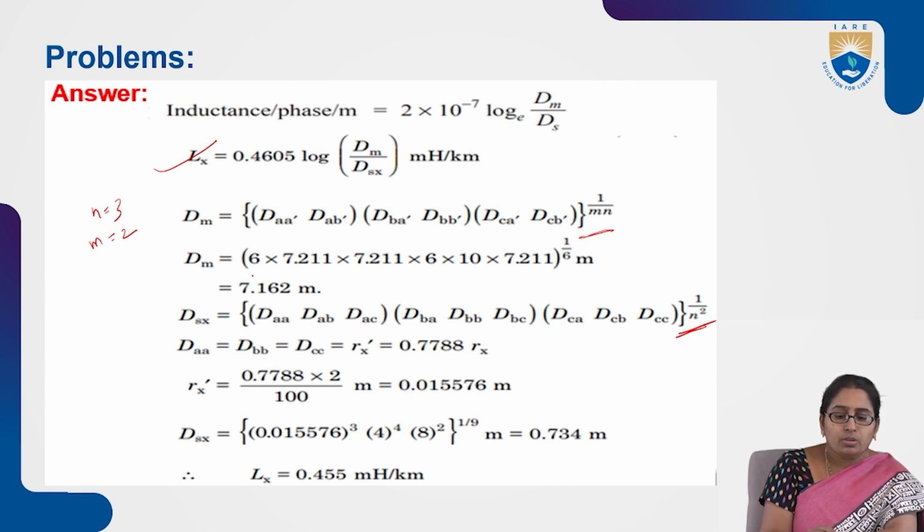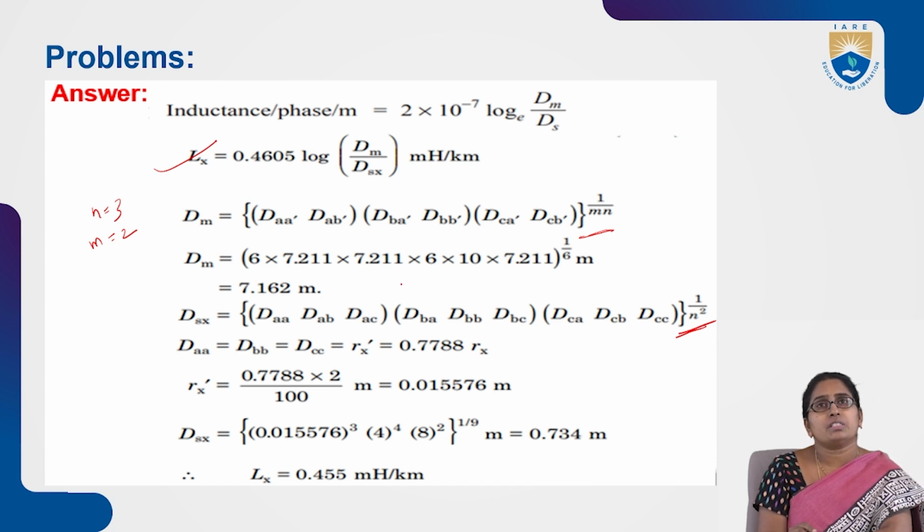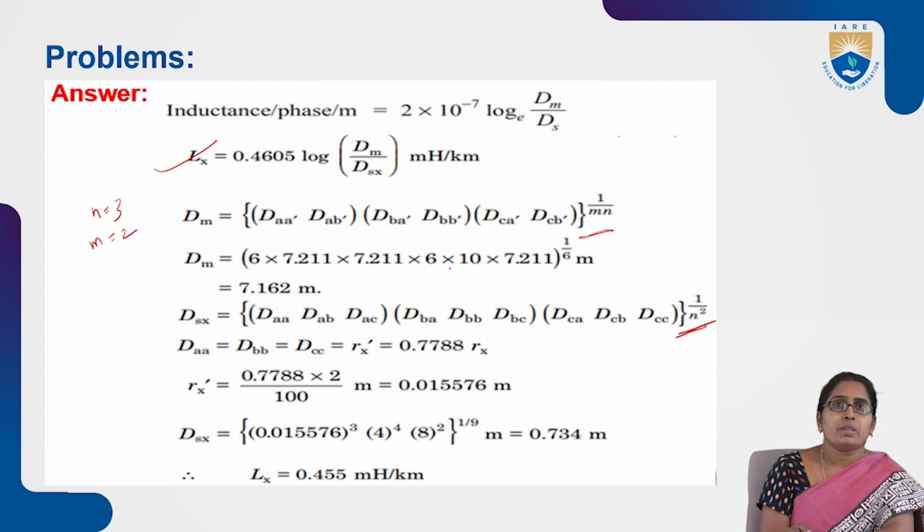Then substitute the values from the diagram. The distances are directly given, like in the previous problem. Consider those and finally calculate DM. Next, DSX, within the conductor, right? So within the conductor, DAA first, next DAB, DAC, next DBA, DBB, DBC, DCA, DCB, DCC, whole power 1 by n square.